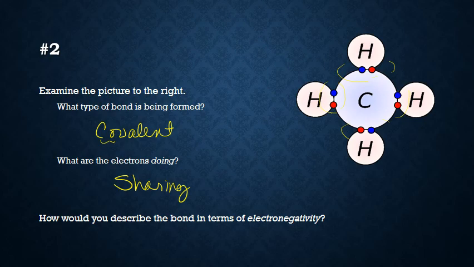Well, I would say, between hydrogen and carbon, this is a slightly polar bond. And so there is a slight difference in electronegativity. Each one of these bonds is slightly polar.